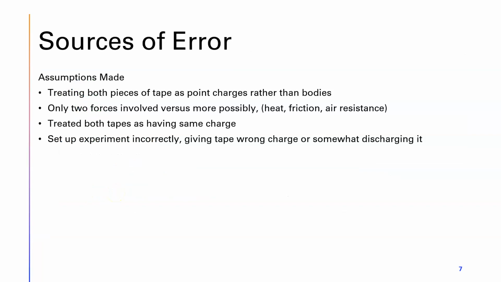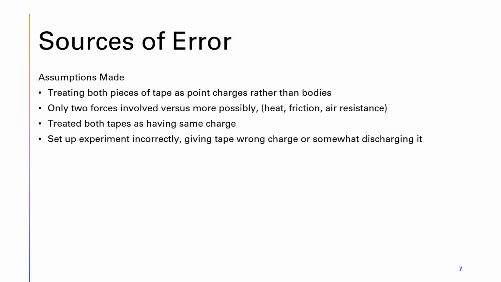So here are some assumptions that we made along the way. We're treating both pieces of tape as point charges rather than bodies. This actually makes a huge difference, because there's a lot of surface area and polarization that would go along with treating each piece of tape as a body. So we simplify this down and say it's a point charge at the two closest points to one another, and that way we can use the equations that we need.